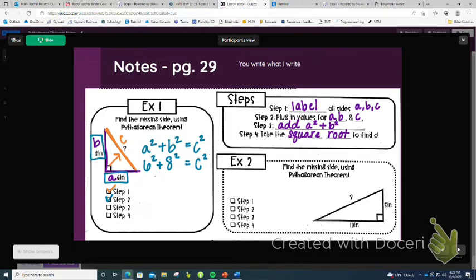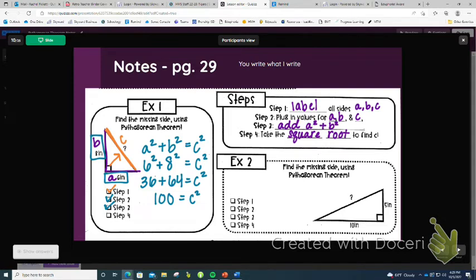Now we have to add A squared plus B squared. But first, let's actually figure out what that is. 6 squared means 6 times 6. That's 36. Plus 8 squared, that means 8 times 8, is 64. That's going to equal C squared. Well, 36 plus 64 equals 100. So 100 equals C squared. So we've done step 3. We've added A squared plus B squared.